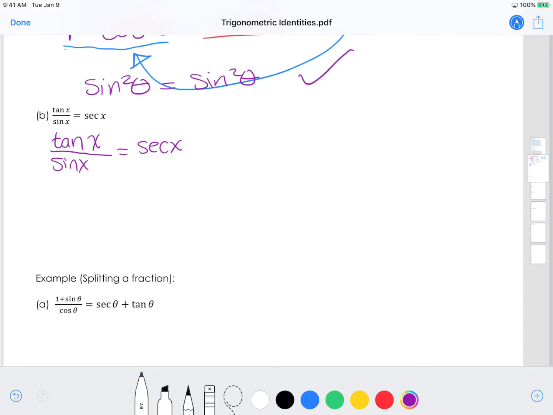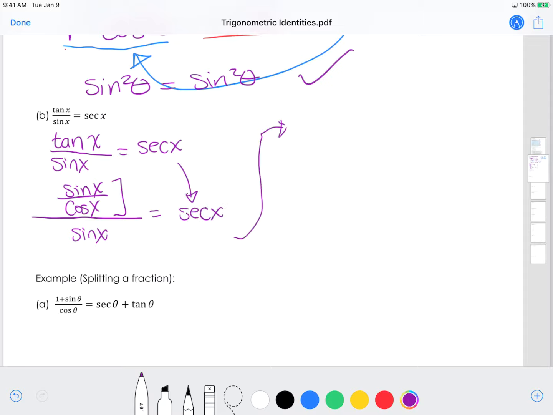Tangent is sine x over cosine x, and that's all over sine x. So I just rewrote tangent as sine over cosine. And I'm just bringing down my secant. I'm not touching it. I'll finish this up over here.